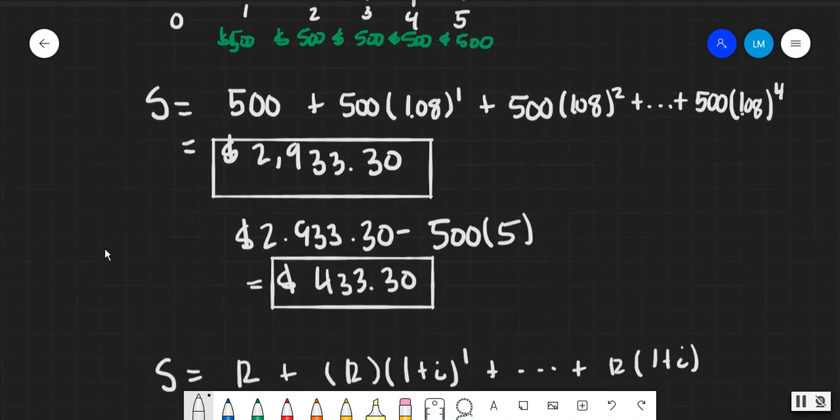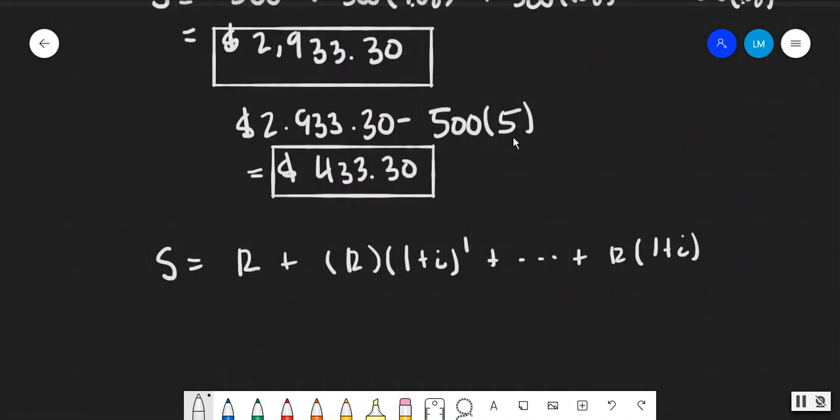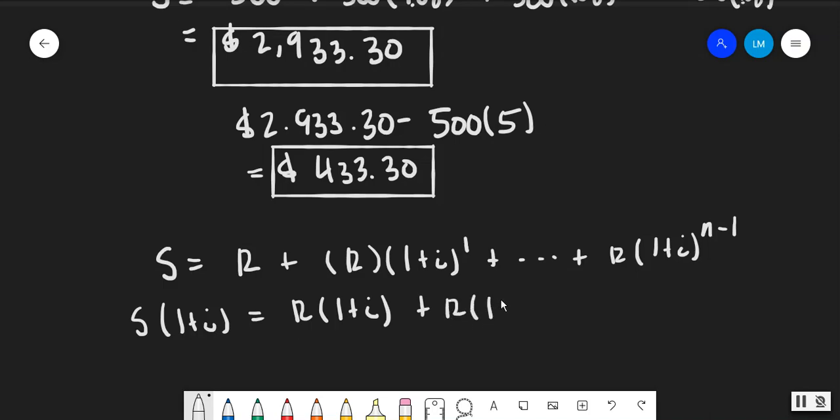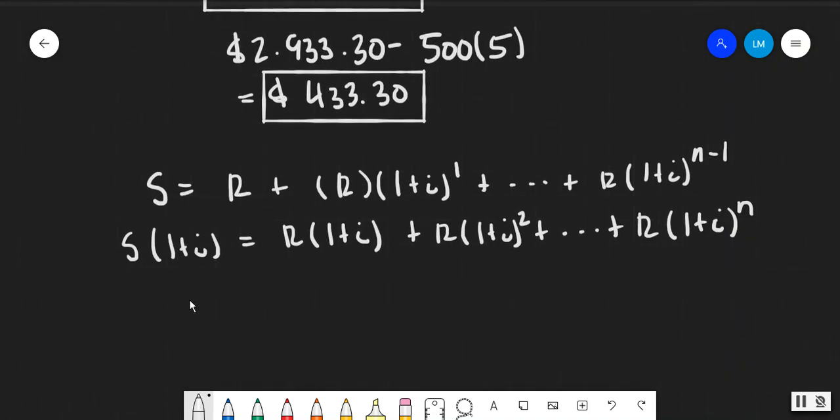So in this sense, N is going to be just one smaller. Why? Because you have one less payment. Now, let's say that we multiply this by 1 plus I on both sides. So you have S times 1 plus I, and that's going to be R times 1 plus I plus R times 1 plus I to the second power. Now, what ends up happening is that this last one ends up being R times 1 plus I to the N. Okay? Now, here's where it gets a little tricky.